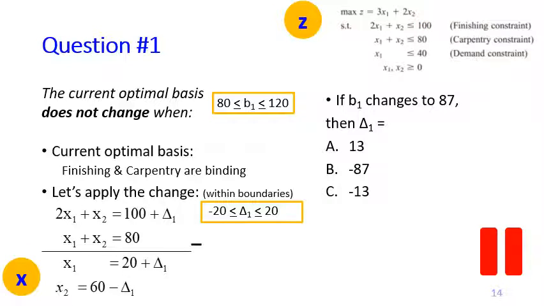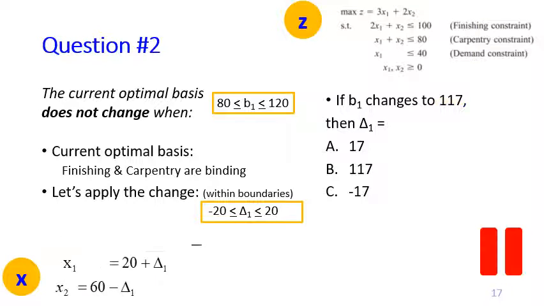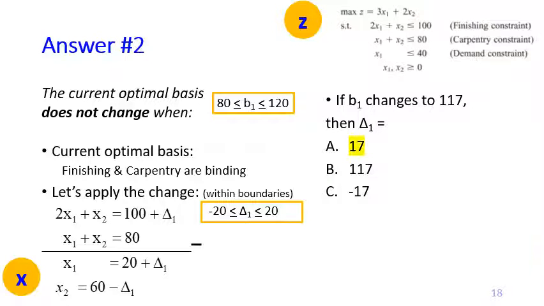Okay, so the answer is minus 13, because the current value of B1 is 100. If we go down to 87, it means delta 1 equals minus 13. Now suppose B1 changes to 117, then what is the value of delta 1? The answer is 17, because we go up from the current value 100 up to 117.